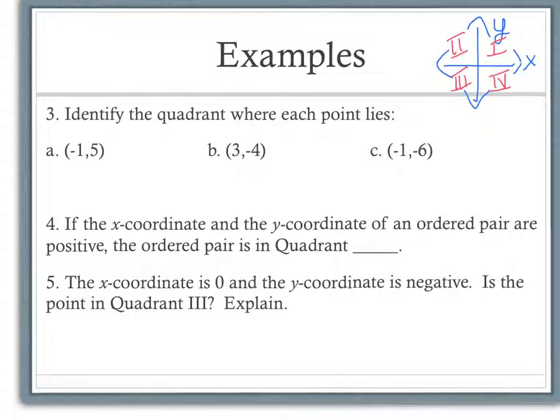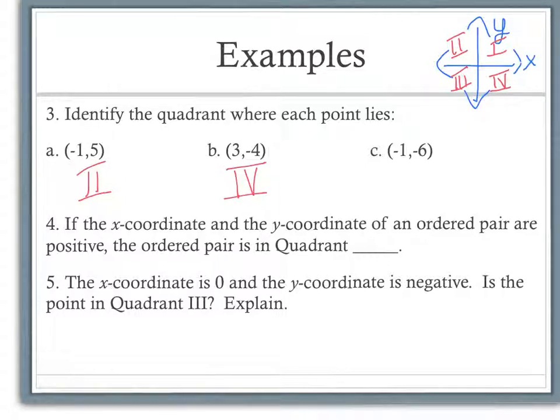Alright, so letter A, it says we want to identify where point (-1, 5) is. So that's where x is negative and y is positive. That will put us in quadrant 2. Letter B, where the coordinate (3, -4) is. So x is positive, y is negative. That will put us in quadrant 4.